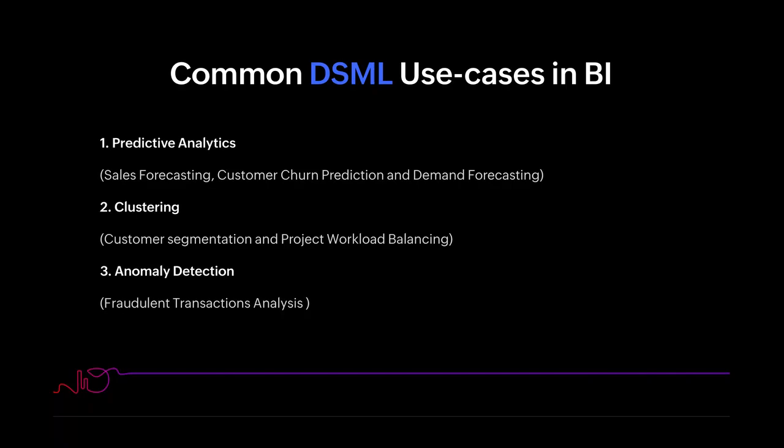Similarly, customer churn prediction allows us to identify at-risk customers, enabling proactive engagement strategies to retain them. And then there is demand forecasting. This helps business optimize supply chain and ensure they meet customer needs without overstocking. It's fascinating how predictive analytics can drive strategic decision making.